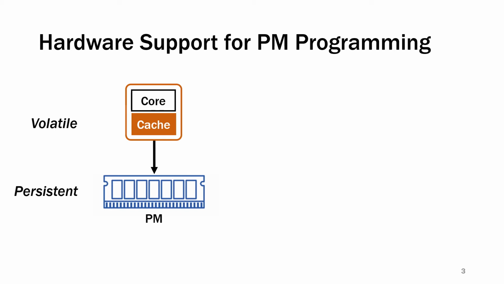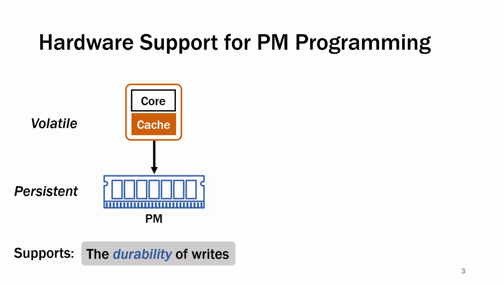This figure shows a memory hierarchy where the cache is volatile and the memory is persistent. A persistent memory system first provides a durability guarantee, that is, the write can become durable in memory on demand. In this example, the write updates to cache line X. To make the update durable, the program first issues a cache line writeback or CLW instruction and then uses a store fence or S-fence to guarantee its completion.